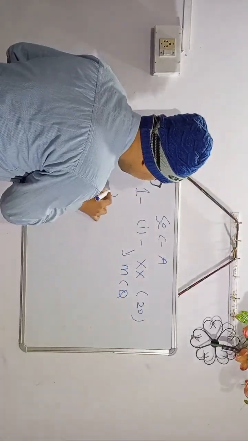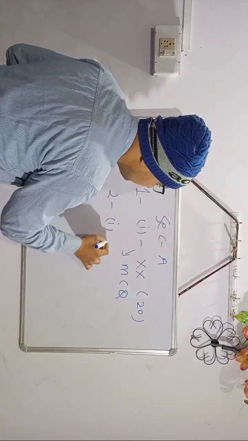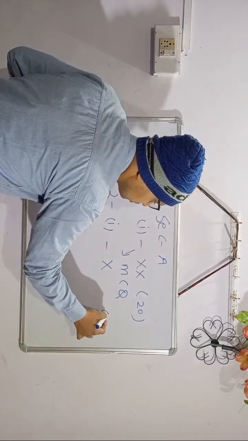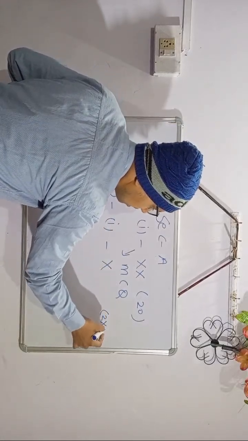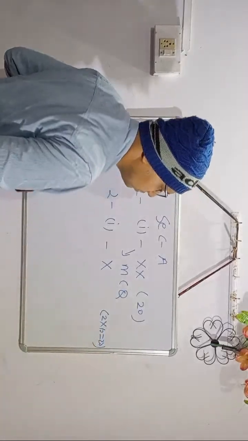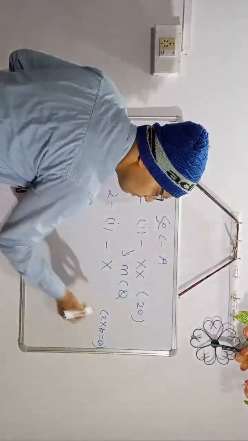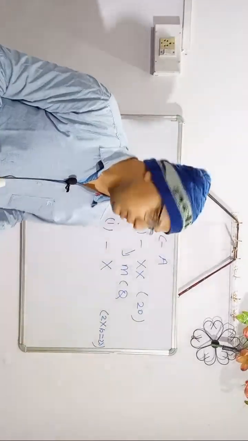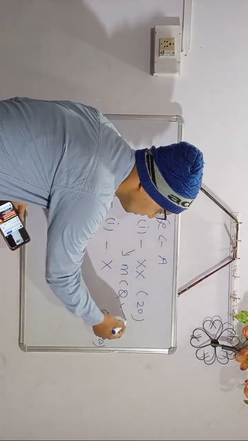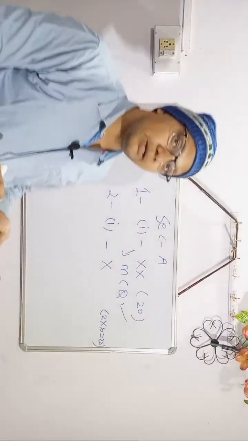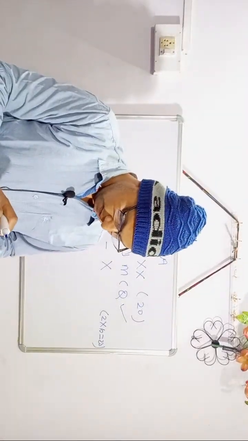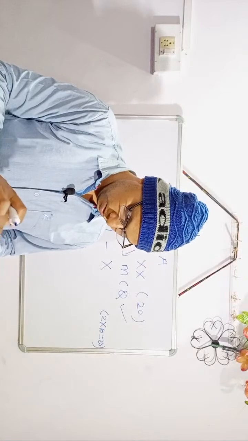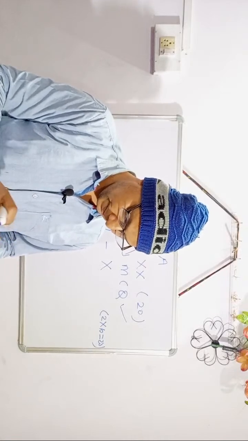The second question will have 10 questions, each of 2 marks. That will be 2 into 10, 20. There can be some output based questions and some question answers in this question. But here it will be 10 MCQs as per the new pattern of ICSE. So if you have any doubt regarding any questions, please ask.